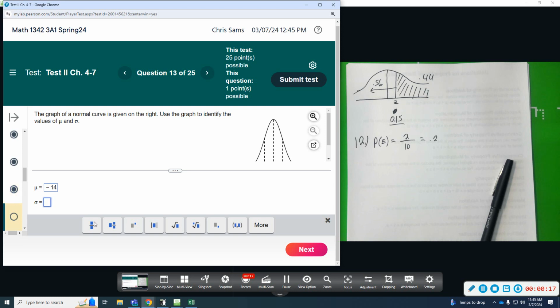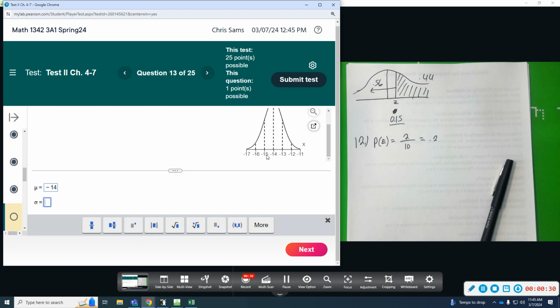The standard deviation is how much we are counting by. So going from negative 14 to negative 13, that is an increase by 1. You can subtract those numbers and see that you're going up 1 every time. Same thing if you were going backwards, you would be taking away 1. So we can see that our standard deviation is just 1.